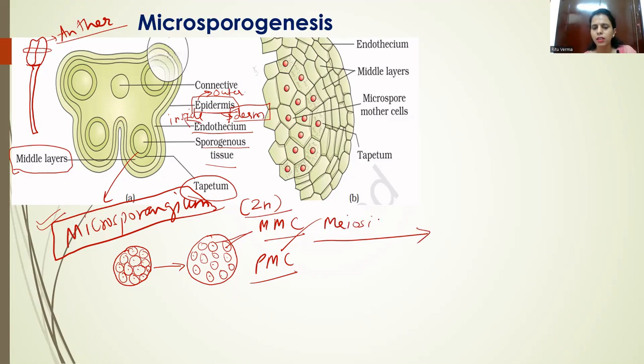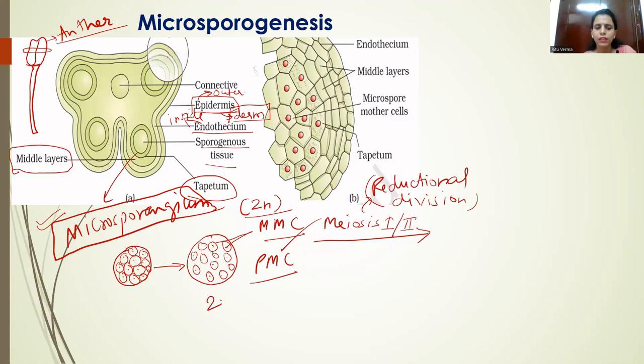Okay. It undergoes meiosis 1 and meiosis 2. So these microspore mother cells or pollen mother cells undergo meiotic cell divisions. Why meiosis? Because meiosis is a type of cell division also known as reductional division, as in this, the number of chromosomes present in the parent cell is reduced to half in the daughter cells.